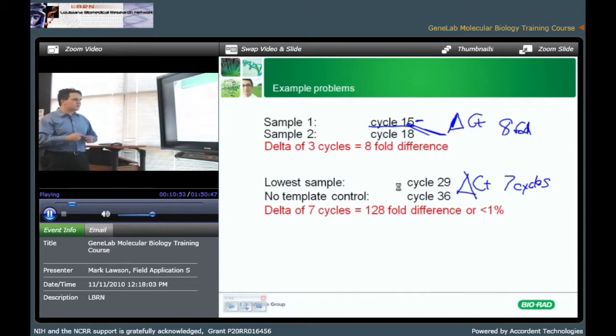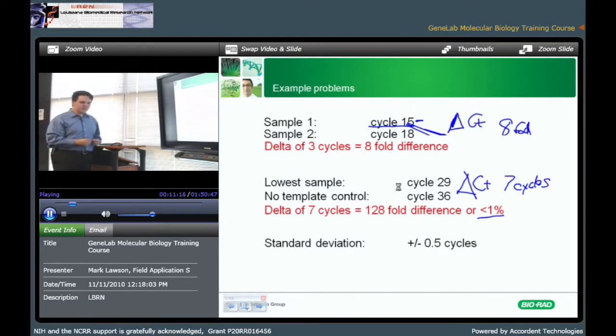So rather than arbitrarily saying that I don't worry about false positives so long as they go past cycle 35, I can actually quantify how much of a contribution that signal is to my total signal. And we'll repeat this process when we do something called the RT minus control.